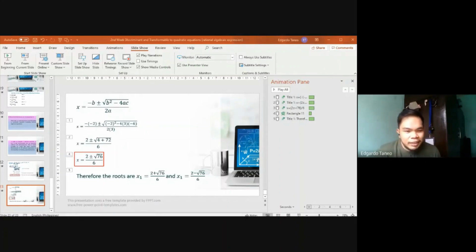Anyway, do you have any questions pa ba? Are you sure? Wala na kayong tanong? Because after this, maybe tomorrow I will post another assignment. No, that will be the assignment number 3, okay? Regarding discriminant, sum and product of the roots, and of course, transformable equation involving rational algebraic equation.